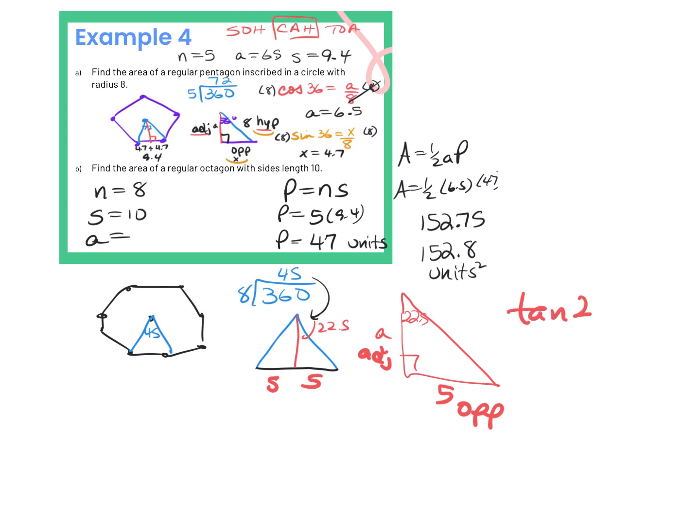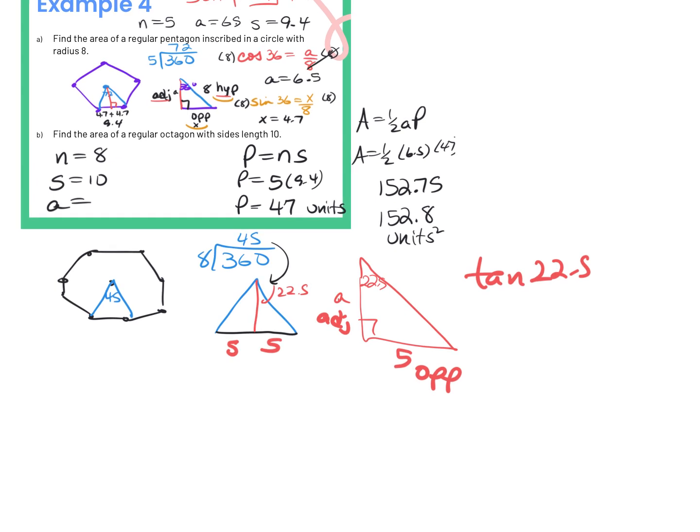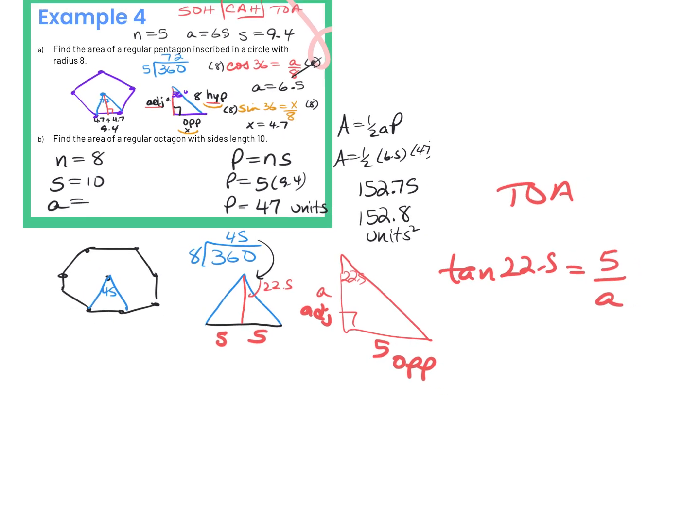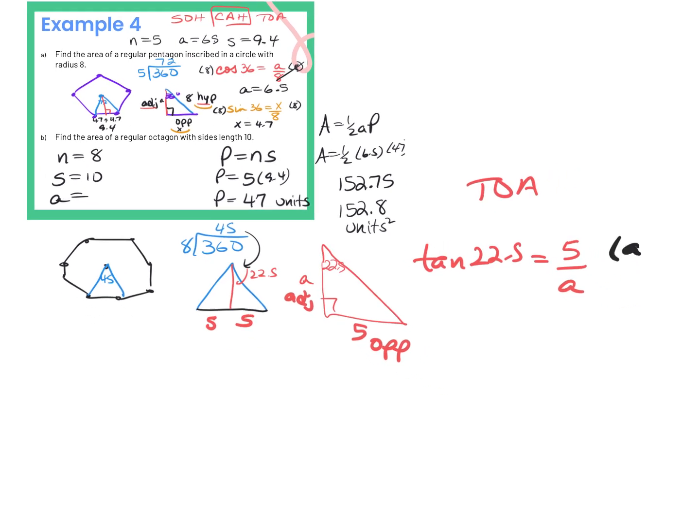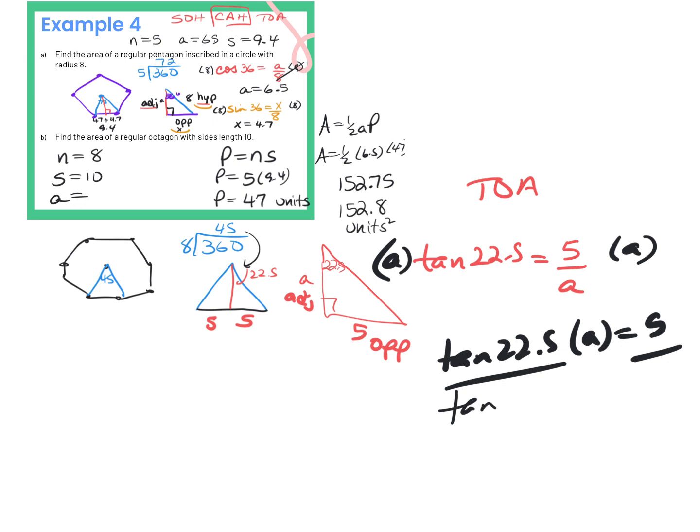So tangent of 22.5 is equal to opposite over adjacent, TOA. Remember, when the variable's in the bottom, you're dividing to solve. So I'm going to take 5 and divide it by the tangent of 22.5. Divide both sides by tangent of 22.5. And A is equal to, once I divide that, 12.1.